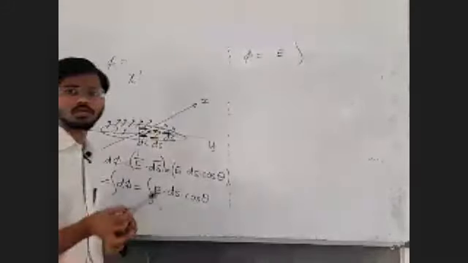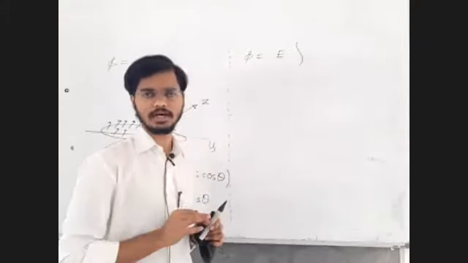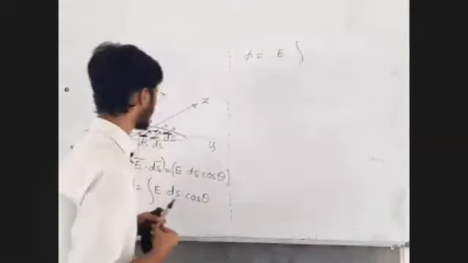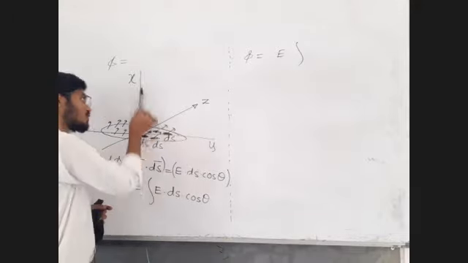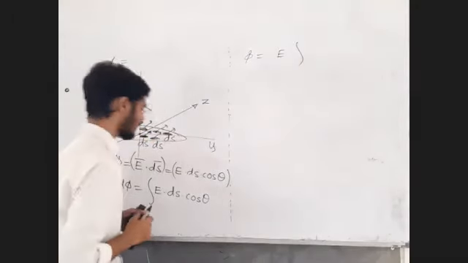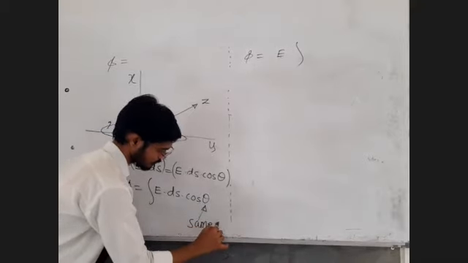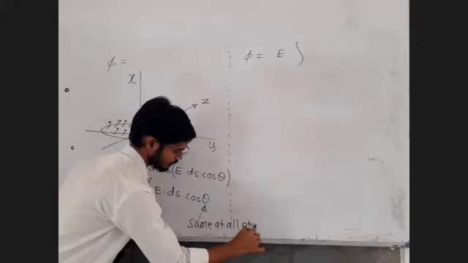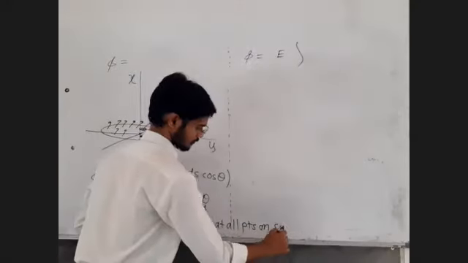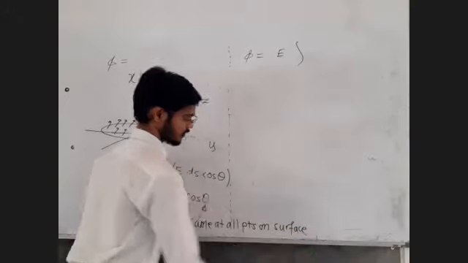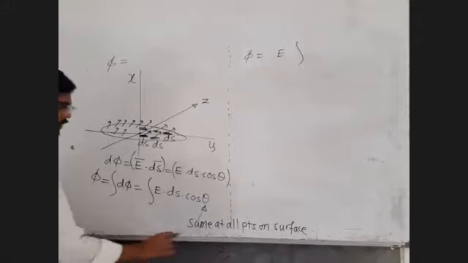So can I say that at each and every point on the area, the direction of the electric field is fixed, and at each and every point the direction of the area vector is also fixed? So can I say this theta is the same at all points on the given surface in the given question?